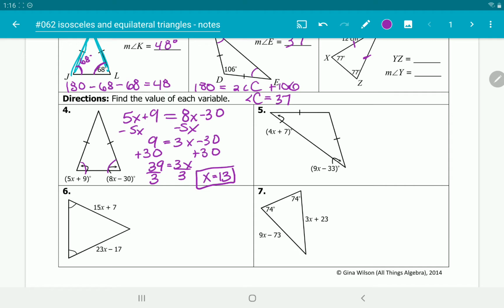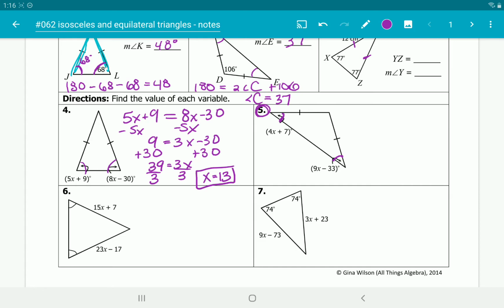So you can just put an equal sign in between them. Same with this one, okay? These two angles are going to be the same since the sides are the same. Try that one on your own. Put an equal sign in between them. Do it on your own. Solve for x. Go and pause and do it now.